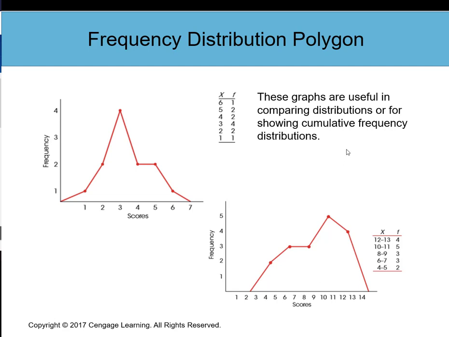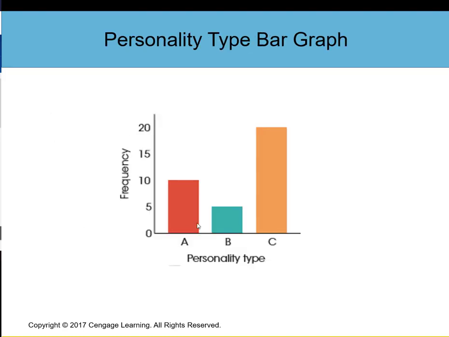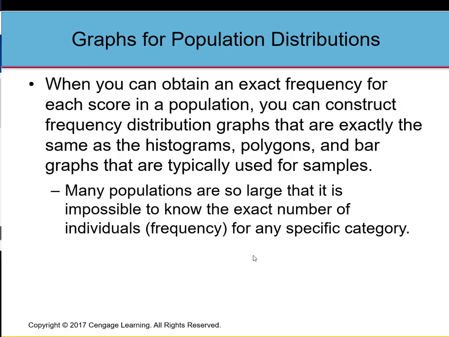And these graphs are useful when you're comparing distributions or for showing cumulative frequency distributions, but we won't use these very often. I just wanted to show them to you. Okay, a bar graph is when we have nominal or ordinal scale variables. The difference between a histogram and a bar graph is that in a bar graph the bars don't touch, because these are unique categories. If I like comedies versus dramas, they're not the same, and so each bar represents its own category.